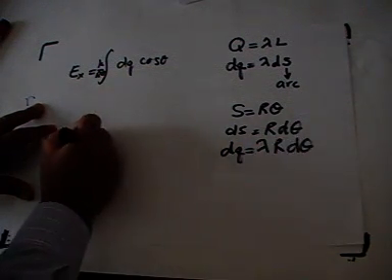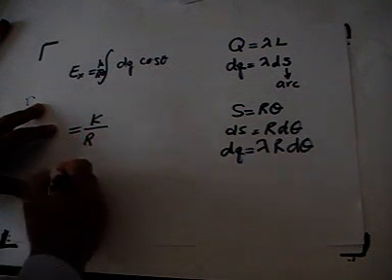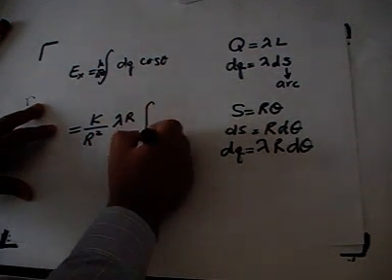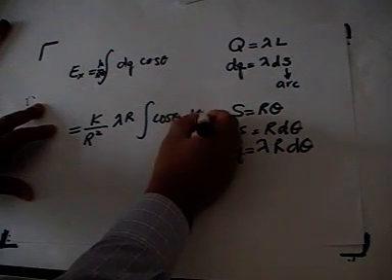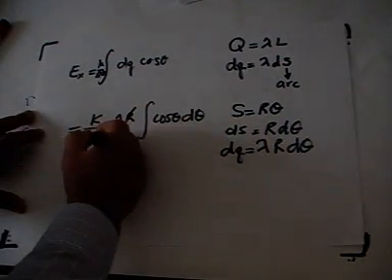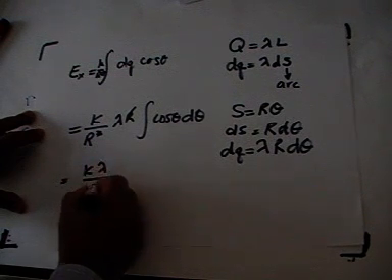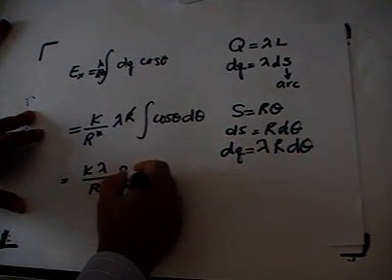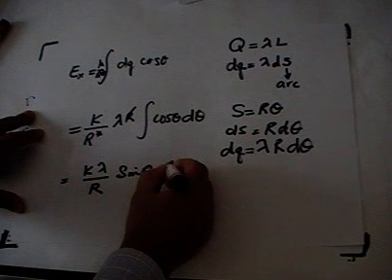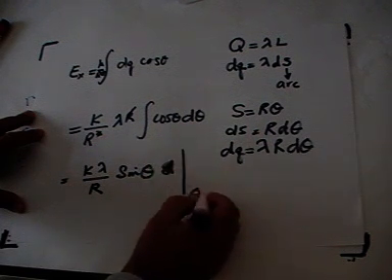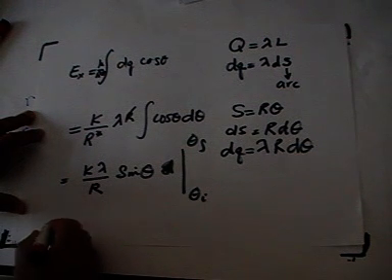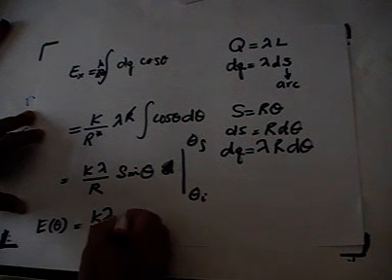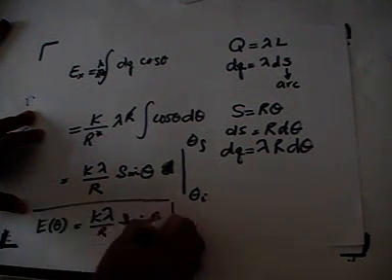Let me put that in here. That will be equal to k over r squared, and then I have lambda r, and cosine theta d theta. Of course, one of the r's will cancel, and then I have k lambda over r, which is some constant value, times the integral of cosine theta d theta, which is sine theta, from initial theta to final theta. But as a function of theta, the electric field is equal to k lambda over r sine theta. That's the answer to the first part.